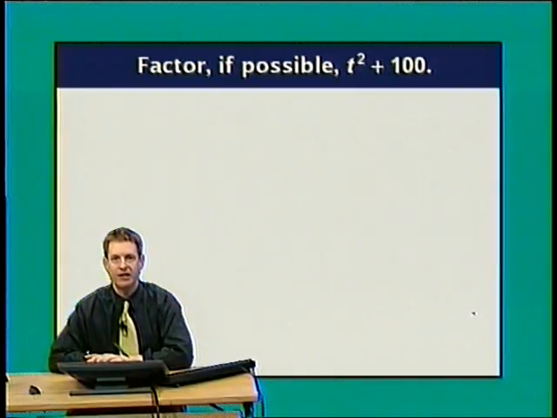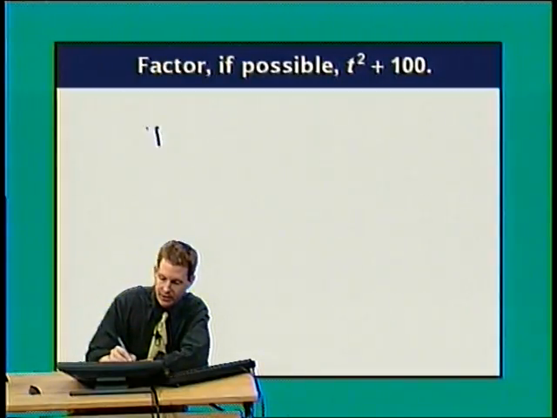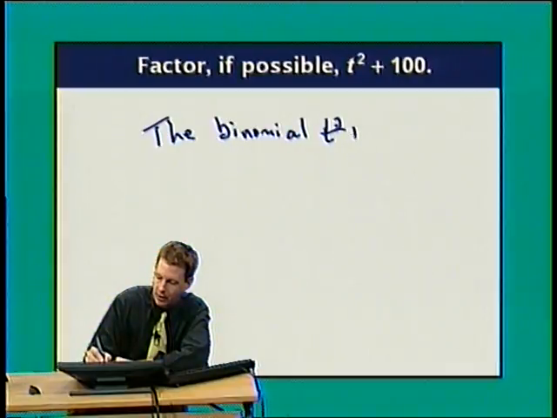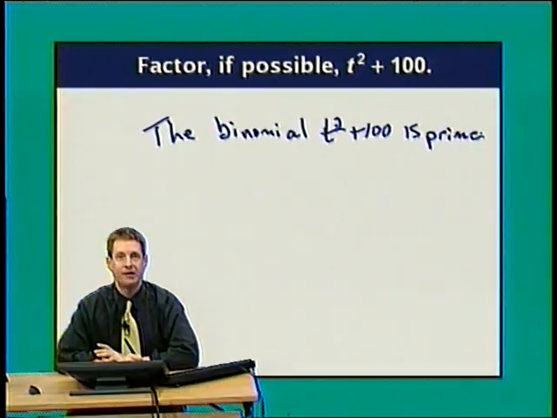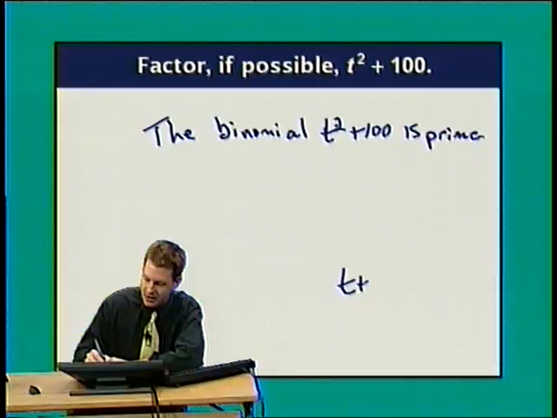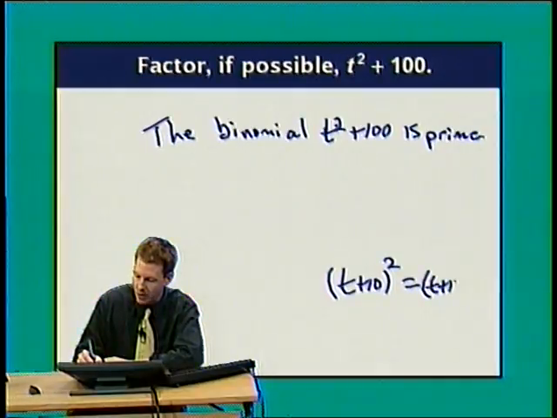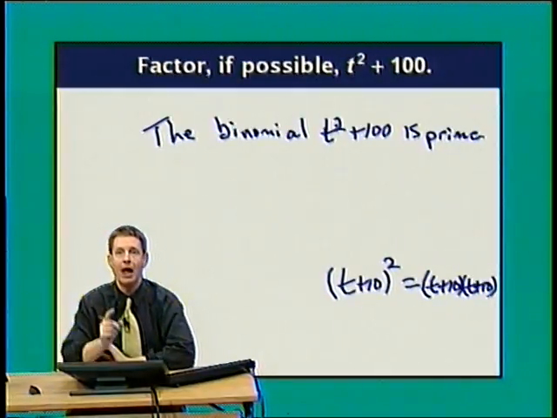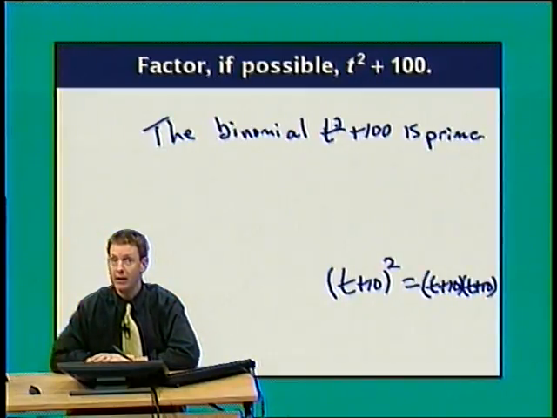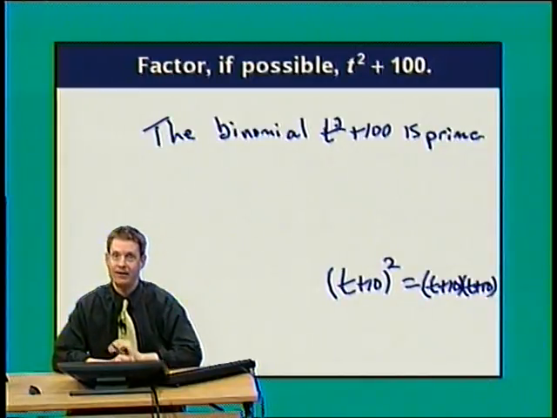Let's factor, if possible, t squared plus 100. Well, we're adding a positive number to t squared. So what's the answer? The answer is the binomial t squared plus 100 is prime. Now, some of you are just itching to say, wait a second, this does factor. It factors into t plus 10 squared. Well, remember, t plus 10 squared is t plus 10 times t plus 10. And I'll leave it to you to FOIL out t plus 10 with t plus 10, and you will see that it is not equal to t squared plus 100. There's an I in there. There's an O and an I, and they don't add to 0.